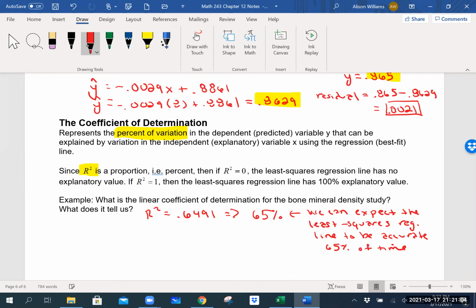But what it really means is that's how good the colas predict bone mineral density, because that's what we're really measuring, what the colas do in terms of the bone mineral density. There's a 65% correlation between them, or relationship between them. So we can think of that as how accurate the colas per week are actually predicting the bone mineral density. But we are using the least squares regression line to do that. So it's not incorrect to think of that as the accuracy of the least squares regression line.